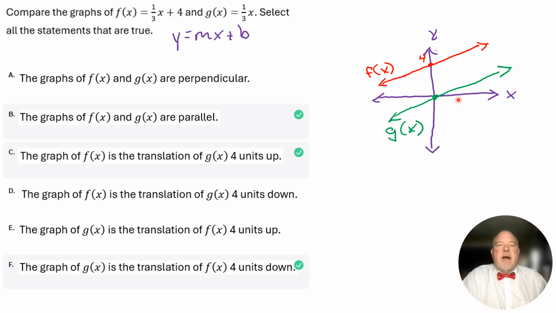Hopefully you can see as you're going through these that if you didn't have a picture to look at, it would be a lot harder to visualize, at least for me. I like having an image to look at. And then the last one says the graph of g of x is the translation of f of x 4 units down. So you take f of x, move it 4 units down, and you get g of x. That's true.